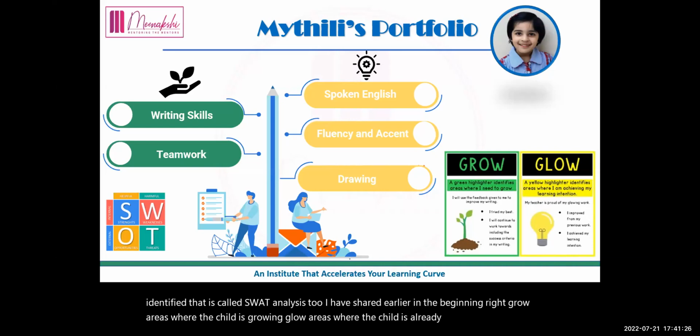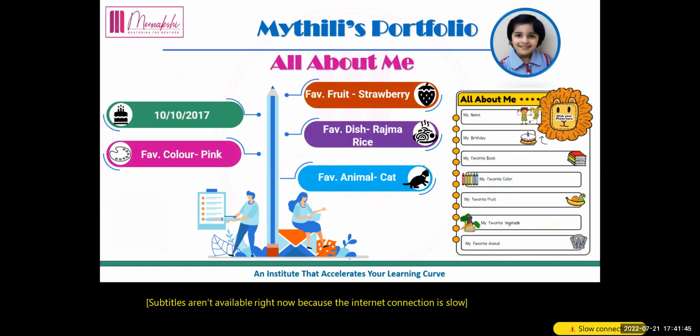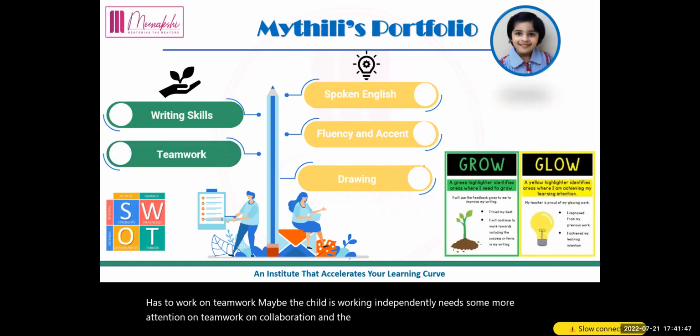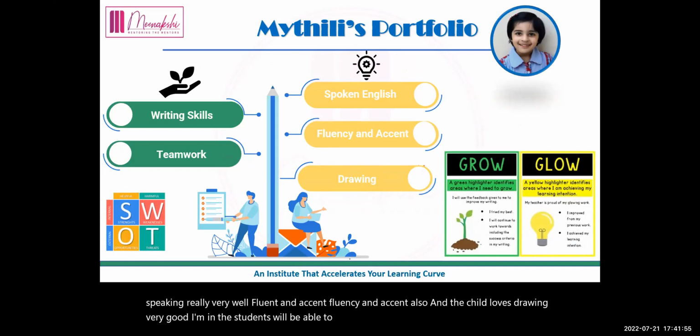And the child has to work on teamwork. Maybe the child is working independently and needs some more attention on teamwork, on collaboration. And the glow areas: spoken English, the child is speaking really very well, fluent, with good accent. And the child loves drawing, very good. The students will be able to define their glow and grow areas, or maybe you can talk about strengths and opportunities. That's up to you.